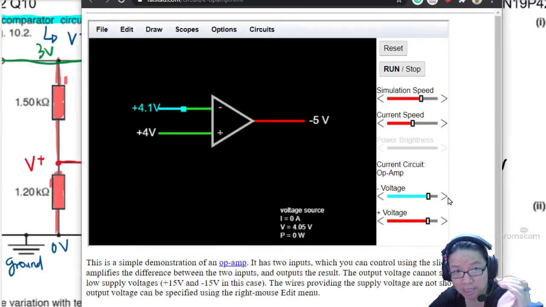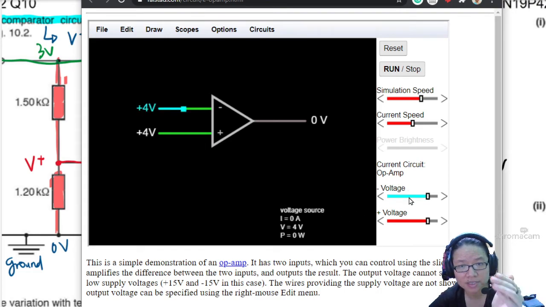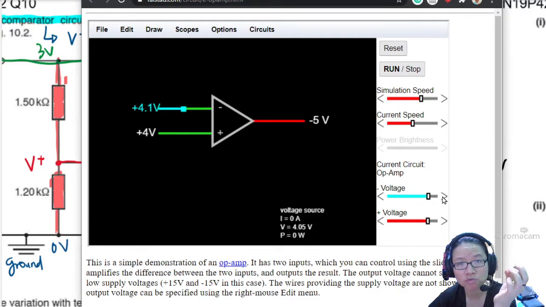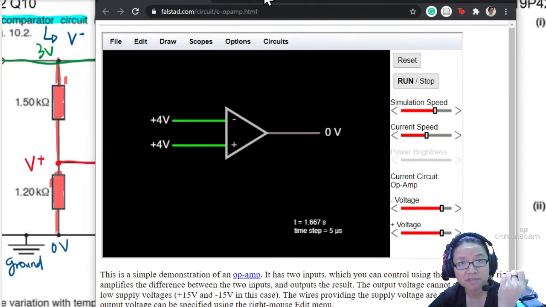If V minus is bigger, 4.05, just bigger by a bit, you can see from the lower right hand corner that the output is negative. So we go from negative to zero when this voltage is 4 and 4 is the same, to positive when it's 3.95. The numbers in the circuit are rounded to 1 significant figure. Hopefully that is clear. When this is zero, this is when we switch over. So it goes from positive 5 to 0 to negative 5. The switching over happens when V minus and V plus are the same.